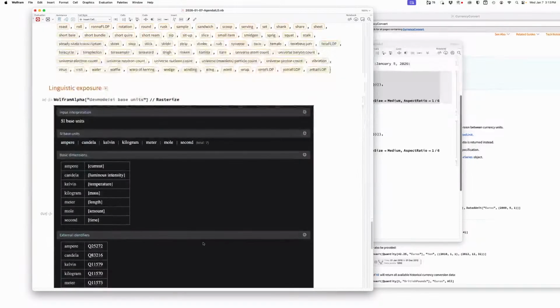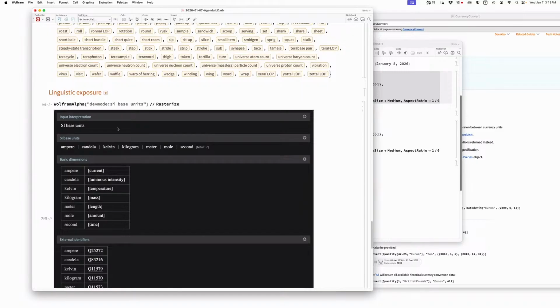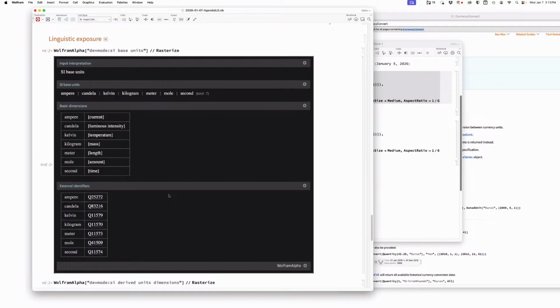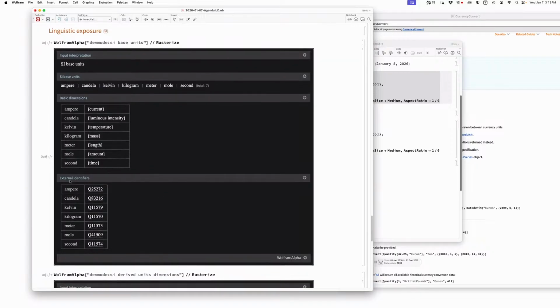Sorry, I'm confused. This doesn't work right now? Linguistics on the units themselves don't work because it clashes with the internal Wolfram Alpha unit parsers.